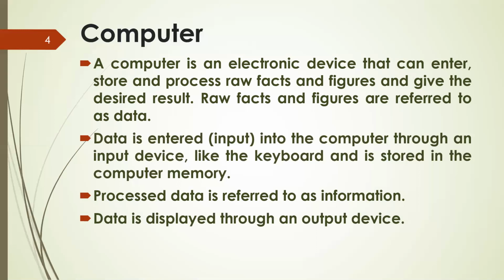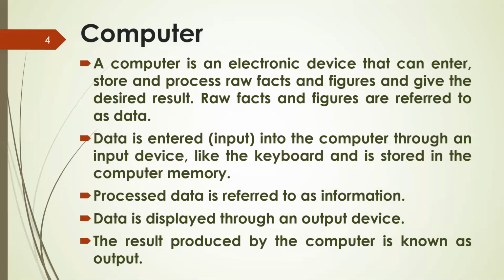So output device is one of the devices in the computer, and we have already learned these things in the previous classes. One of the most common is the monitor, because the monitor is the output device. Whatever data or information is processed in the computer will be displayed on the visual display unit, which is the monitor. So the result produced by the computer is known as output.